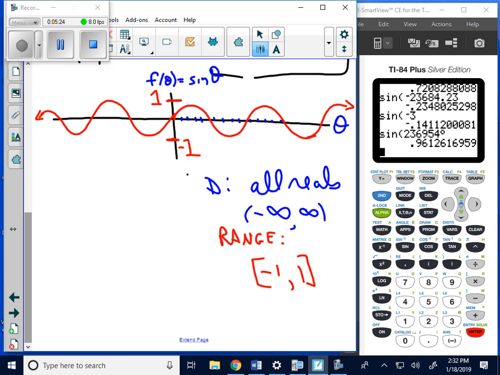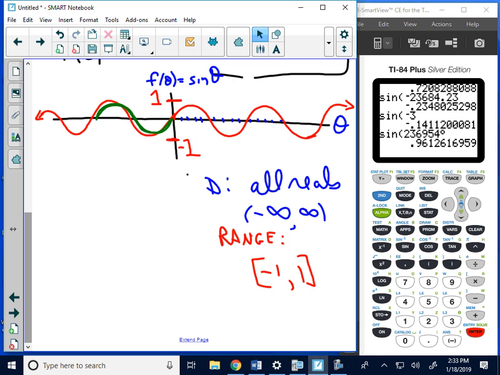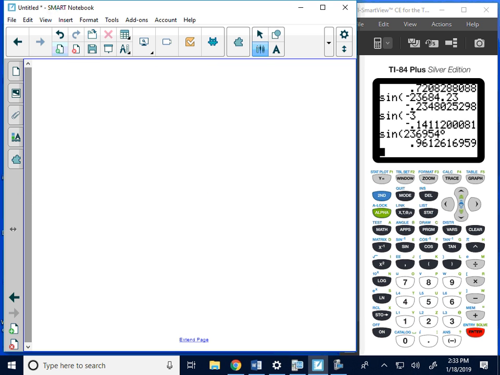One of the unique things about this function is it has a tendency to repeat. So if I could take this section and just sort of drag it along, it repeats right here. I get the same picture. Or if I drag it this way, it repeats over here. And in fact, let me draw a new picture. Say I had a set of axes, and I just draw one section of the wave, so it looks like this.